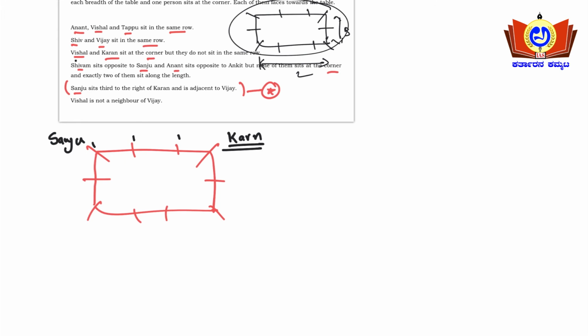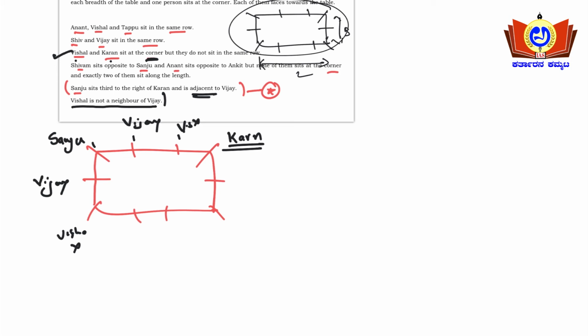Vishal and Karan sit at the corner. This condition also holds good. So Karan is also sitting in the corner here. And adjacent to Vijay. So Vijay shall be here, or Vijay shall be here, because both positions are adjacent. Vishal is not a neighbor of Vijay, so Vishal shall not be here, and Vishal will not be here also. So this is the condition.